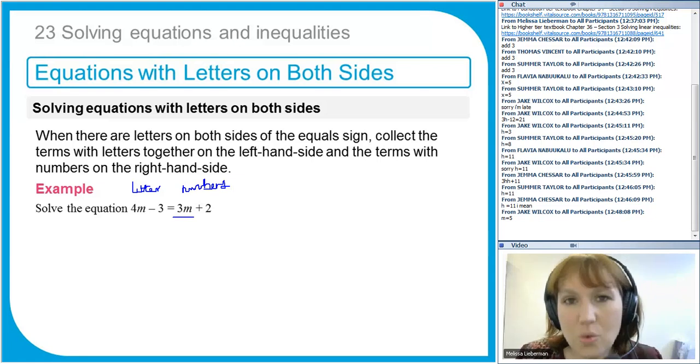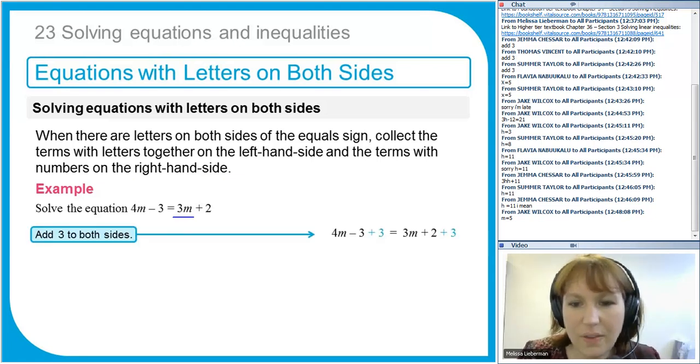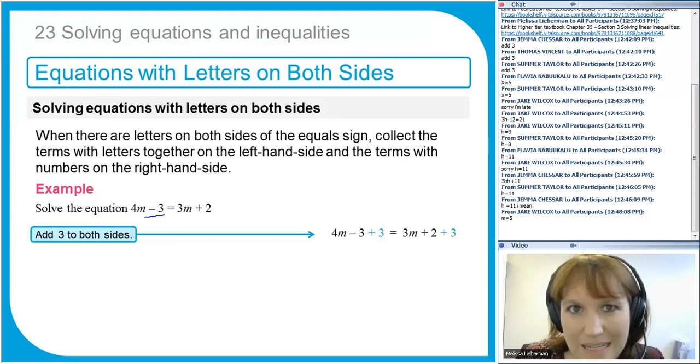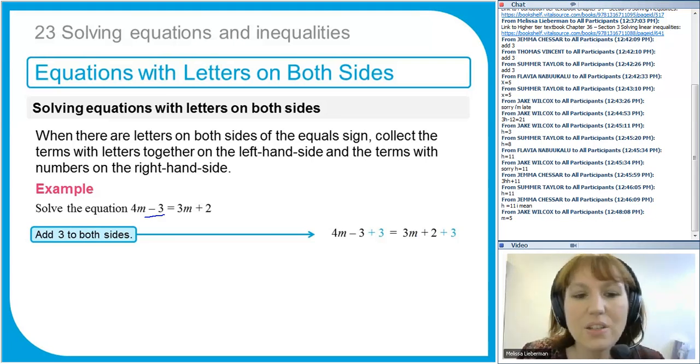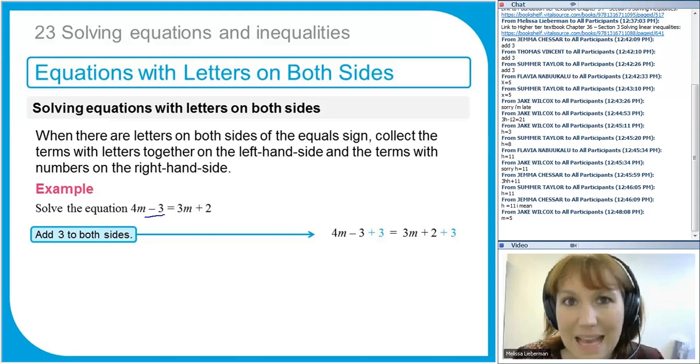You could sort out the numbers first as well. It doesn't make any difference. It will work either way. So you can either subtract 3m from both sides in the first step, or if we want to get rid of this minus 3 here, because again, we don't want any numbers on their own on the left hand side, we want the numbers on their own on the right hand side. So to get rid of that minus 3, we need to add 3 to both sides.